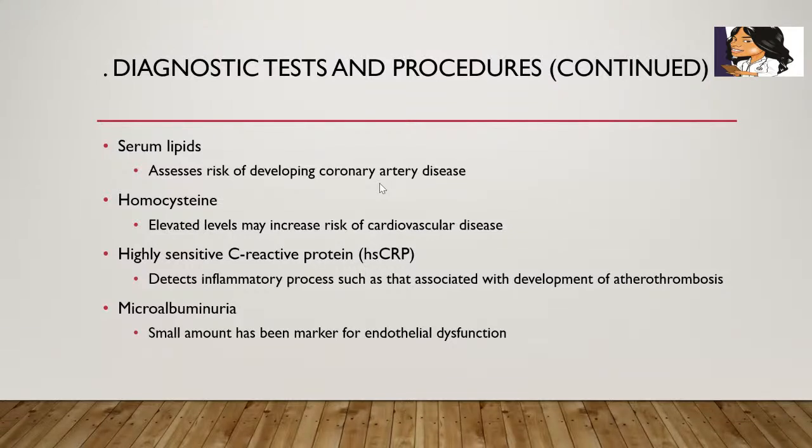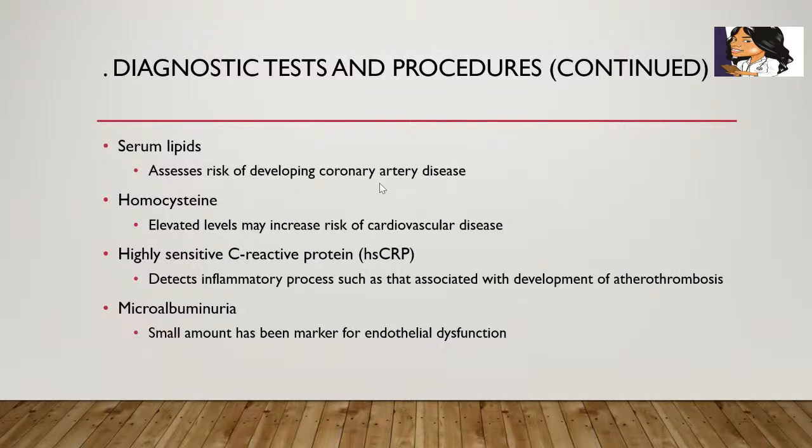So, of course, they're going to assess the risk of developing coronary artery disease. They're going to look at the lipids. So you have to know those cholesterol levels. They're going to look at homocysteine. It's elevated. This lab value will be elevated if someone is having a cardiovascular incident. The high sensitive C-reactive protein, we hear this a lot for patients with autoimmune disorders, but they may pull the lab because it does detect inflammation.